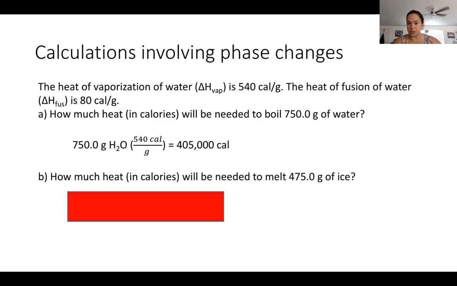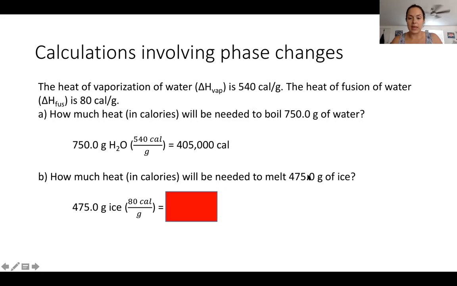That involves fusion, okay? So we've got to make sure we use this delta H of fusion up here. So when we do this problem, again, it's our mass, 475.0 grams of ice, times that heat of fusion value, 80 calories per gram. That gives us 38,000 calories. It can also be reported as 38 kilocalories.